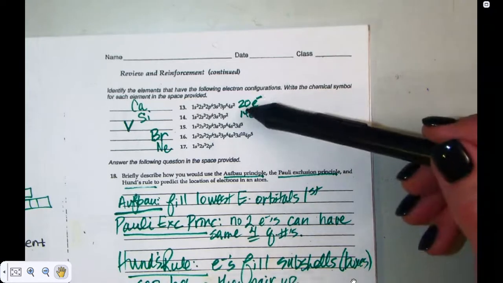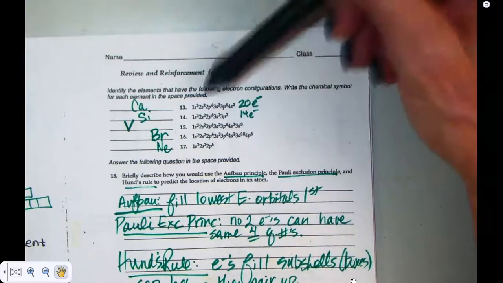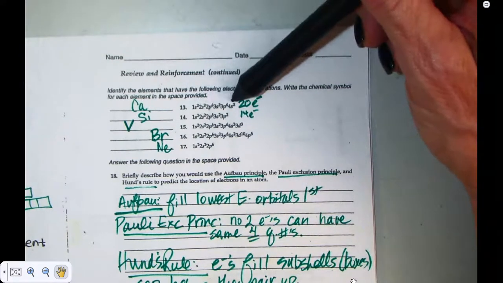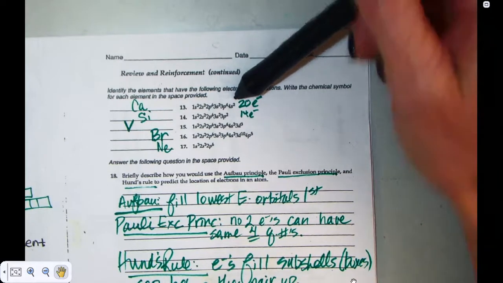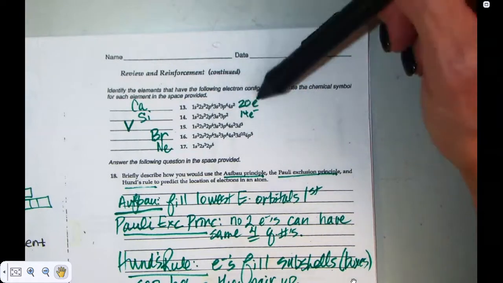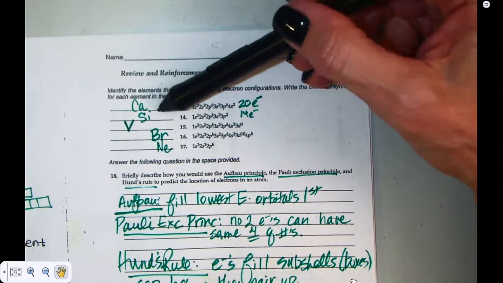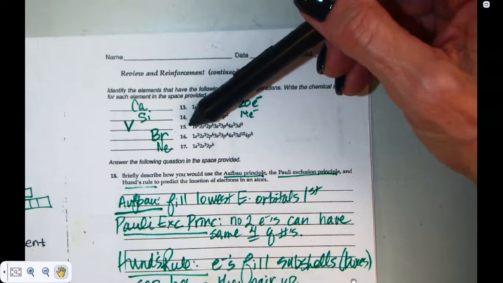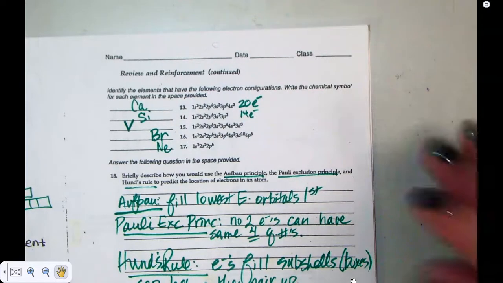Remember, the best way, the absolute best way that you want to check your electron configuration to identify your element is to add up all of the superscripts because they're going to equal the atomic number. Remember, you can have exceptions and you can also have excited states. So you want to make sure that you're very careful with that. If you add up your electrons on 13, there were 20 electrons, so that was calcium. 14 was silicon. 15 was vanadium. 16 would be bromine. And then 17 is neon.